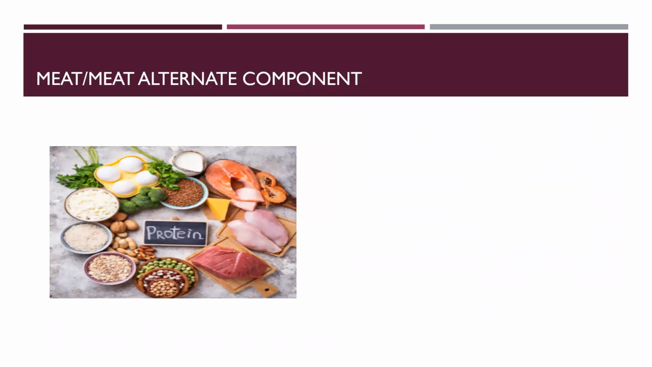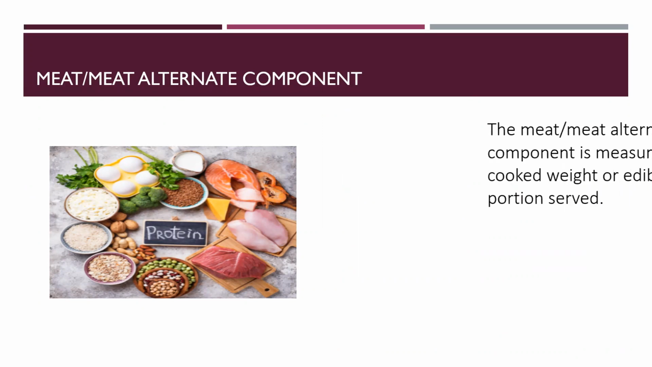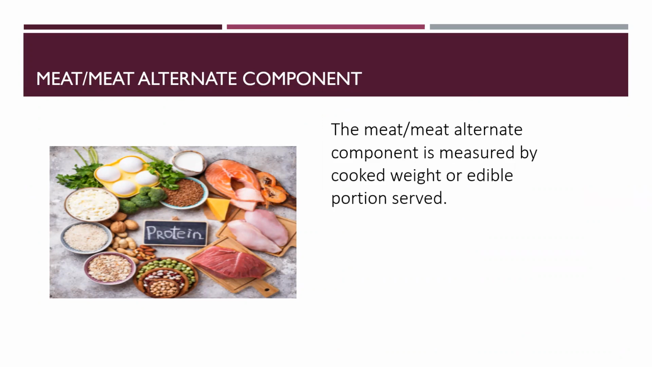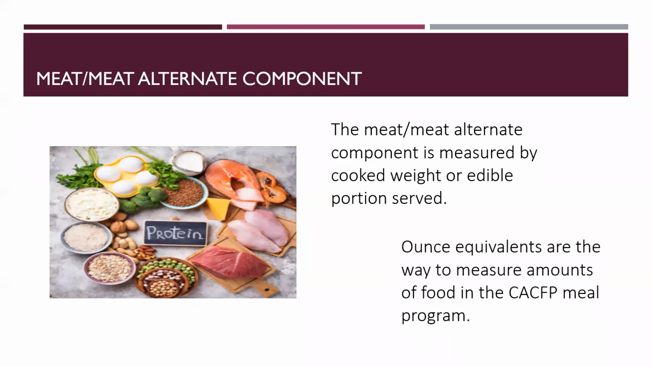The last component is the meat alternate component. The meat alternate component is a required component for lunch and supper meal patterns. It is optional at breakfast as well as snack. The meat alternate component is measured by cooked weight or edible portion served. The CACFP meal pattern lists the required amount for meat and or meat alternate as ounce equivalents.